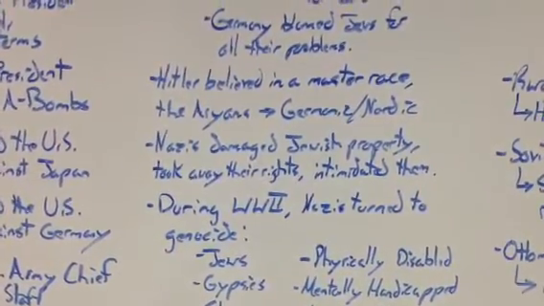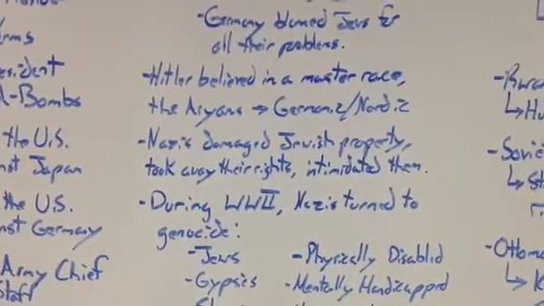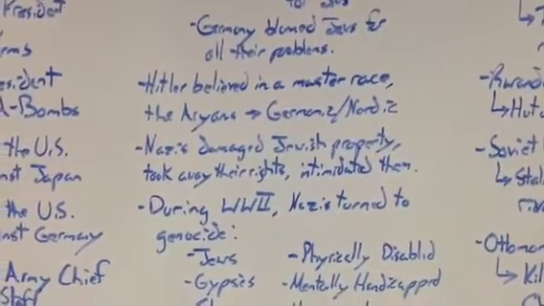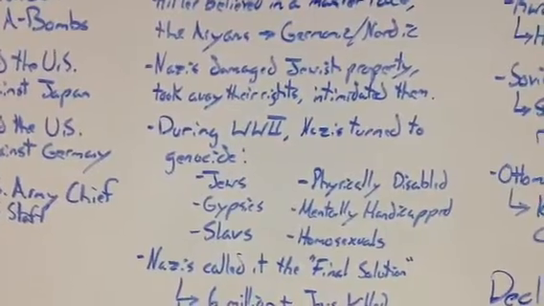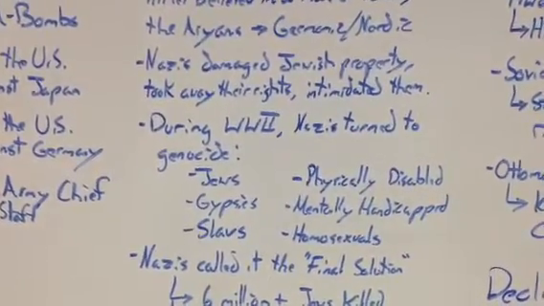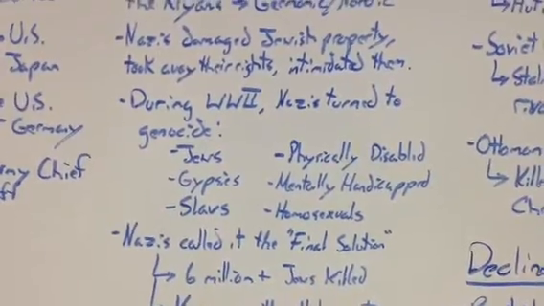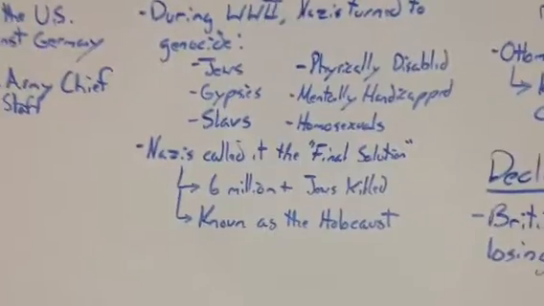It started out bad, but not lethal in its nature. The Nazis damaged Jewish property in the early 30s. They took away Jewish people's rights. They intimidated them. But then once the war started during World War II, the Nazis turned to genocide, which is the destruction of a racial, political, or religious group. And the big target was the Jews, but they were also killing Gypsies, Slavs, physically disabled people, mentally handicapped people, and homosexuals. The Nazis called it the final solution.